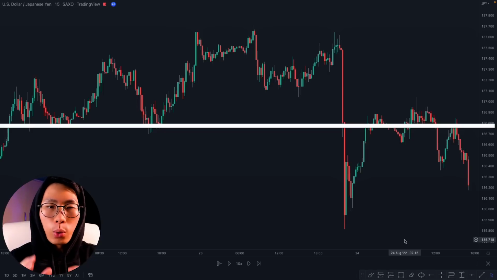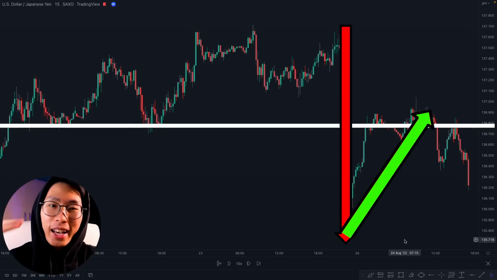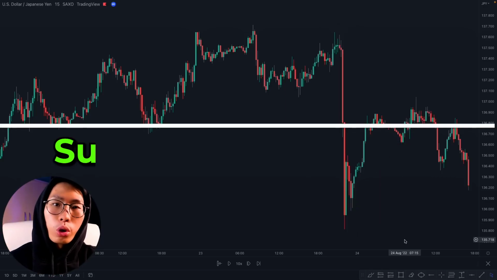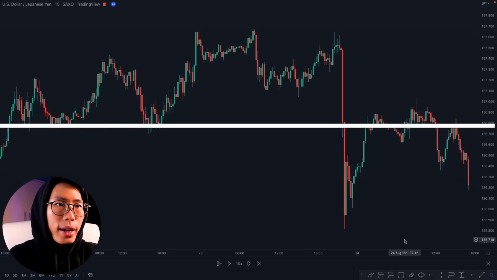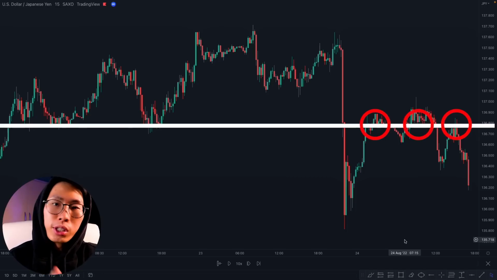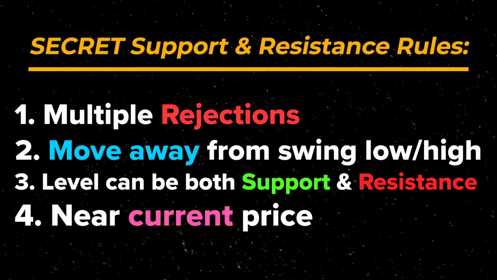And look at what price did when it broke through this support level. It came back up to retest this support level, and now your support level is acting as your resistance level. You can see right now price is unable to break past this resistance level, which used to be the support level.